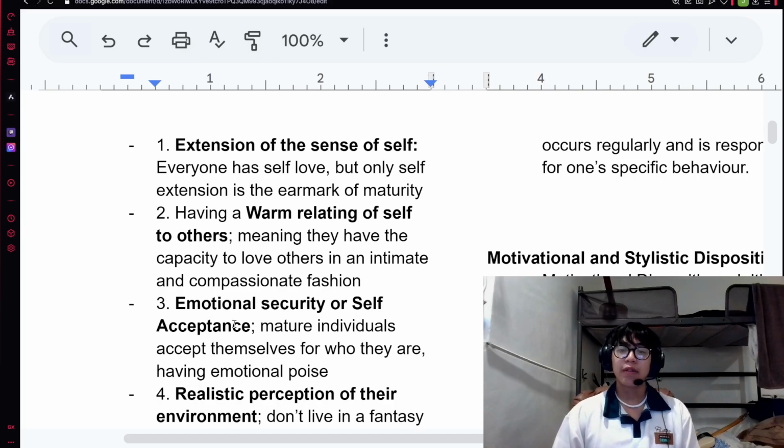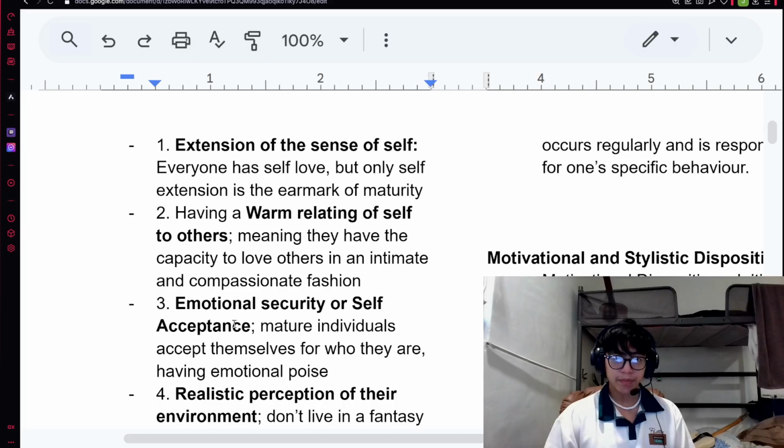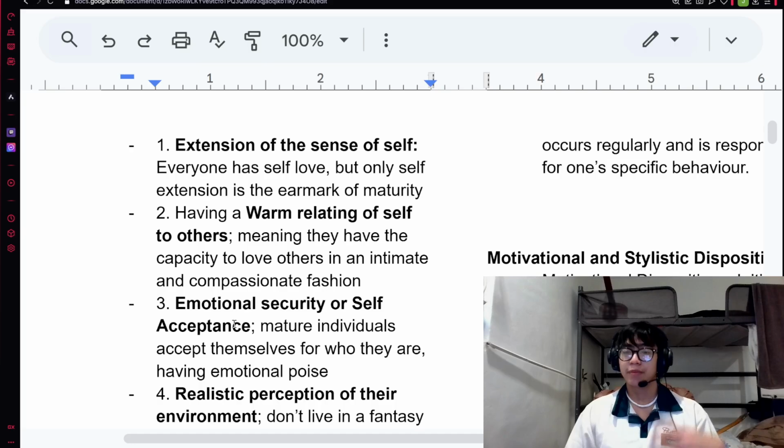Number 2 is having a warm relating of self to others, and this means that they have a capacity to love others in an intimate and compassionate fashion. So I think from the definition itself, since the first one is more like extending yourself, being a part of others, number 2 is basically just extending your love, not just to yourself, but to others.